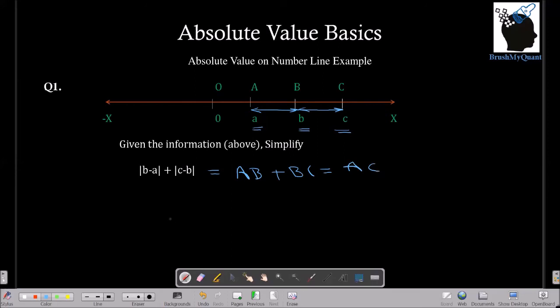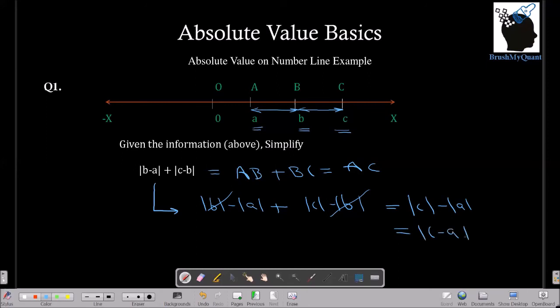We can also solve it using algebra. So we know mod of B minus A is nothing but mod B minus mod A, and mod of C minus B is equal to mod C minus mod B. Mod B will cancel out, and this will become mod of C minus mod of A, which is nothing but mod of C minus A, which is nothing but your distance AC.